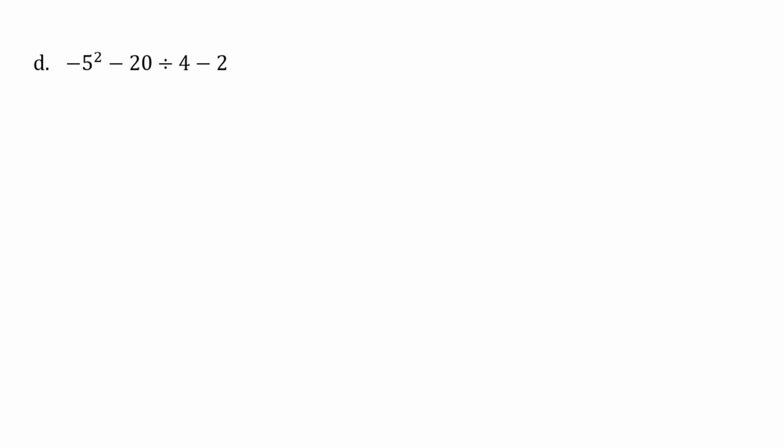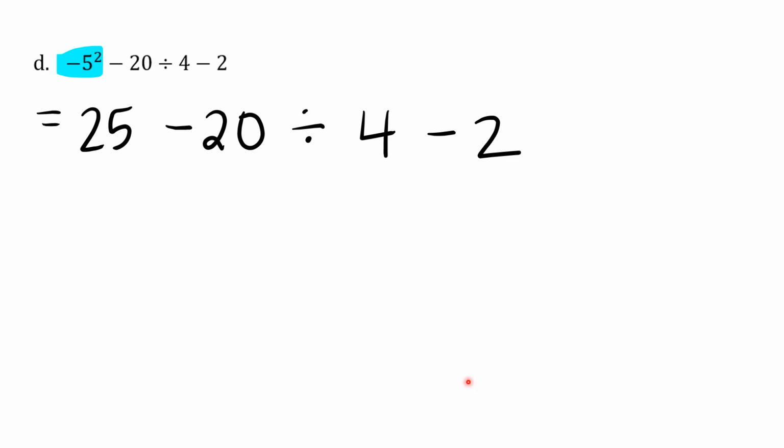Order of operations, we're going to do our exponents first. Negative 5 squared. Now, don't let this confuse you. This is not saying negative 5 in the parentheses squared. It's just negative and then 5 squared. So just drop the negative down and then do 5 squared. 5 squared is 5 times 5, so that's 25. So we have negative 25.